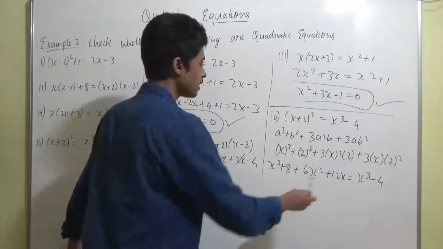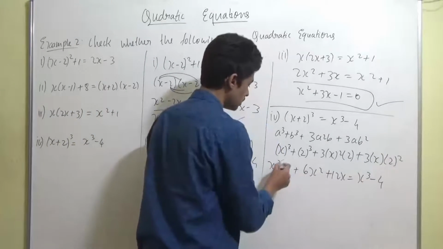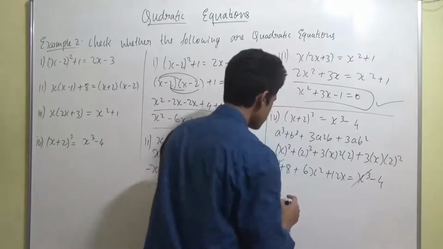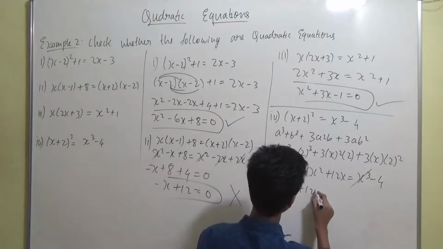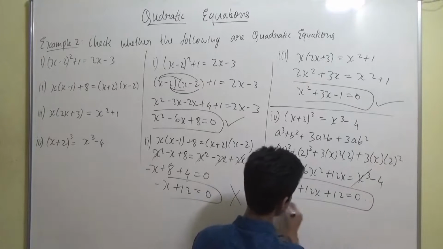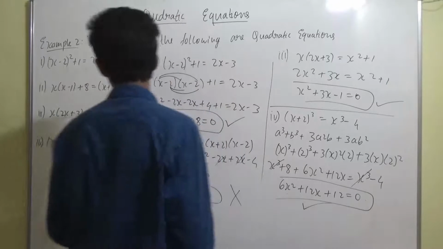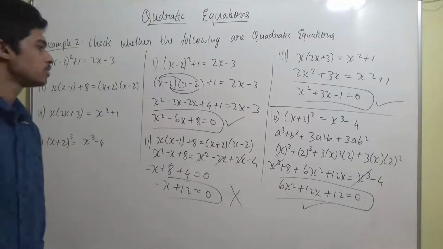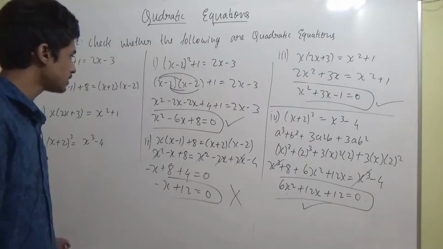Right guys? Now if I bring the x cube term towards LHS, it's going to become plus x cube minus x cube, so they are going to get cancelled. Right, so what is going to be remaining? Remaining is going to be 6x square plus 12x. When minus 4 comes this side, it becomes plus 4, plus 12 equal to 0. So if you see this equation, the highest degree in this equation is 2, which means it is a quadratic equation. That's it guys, that's what you have to do. You simply have to expand it, right? So that's pretty much it.